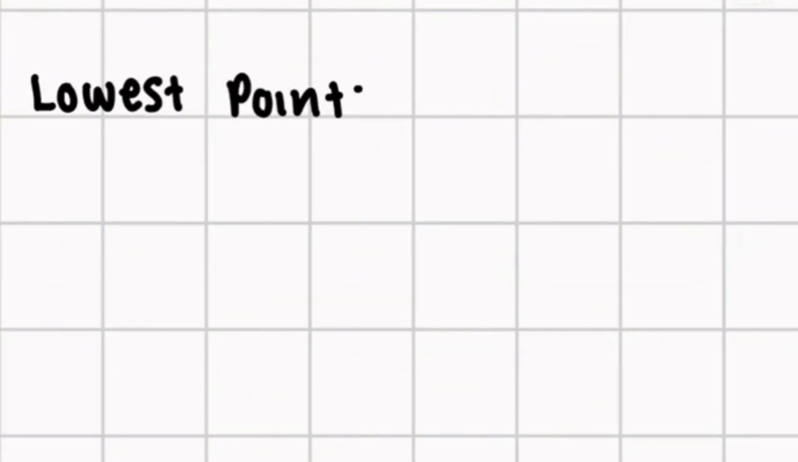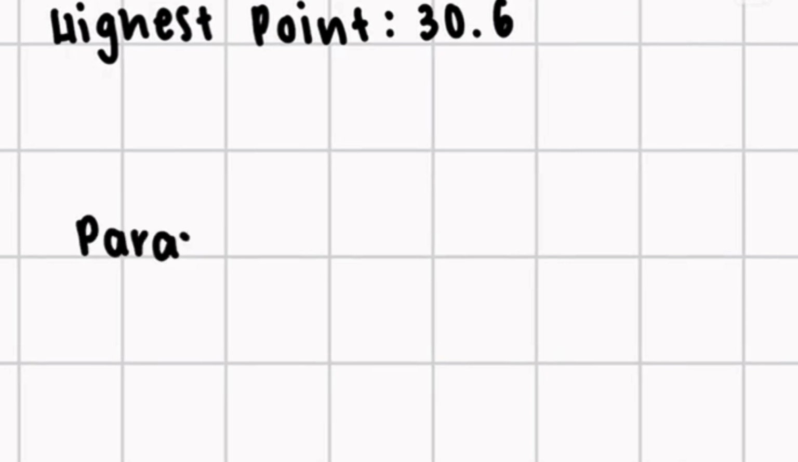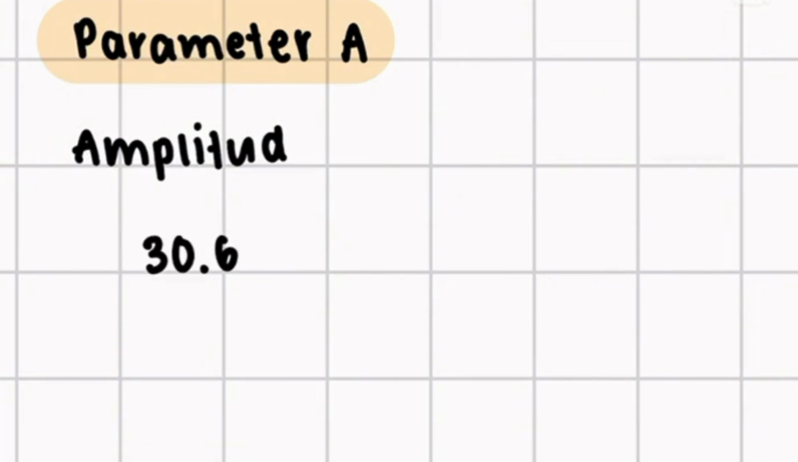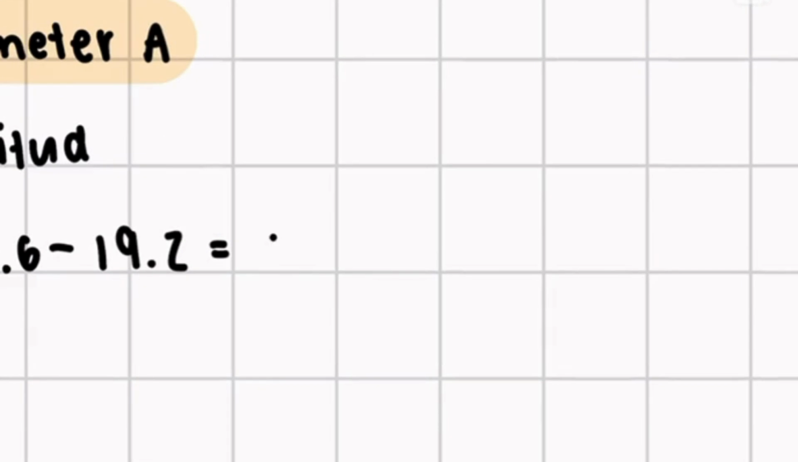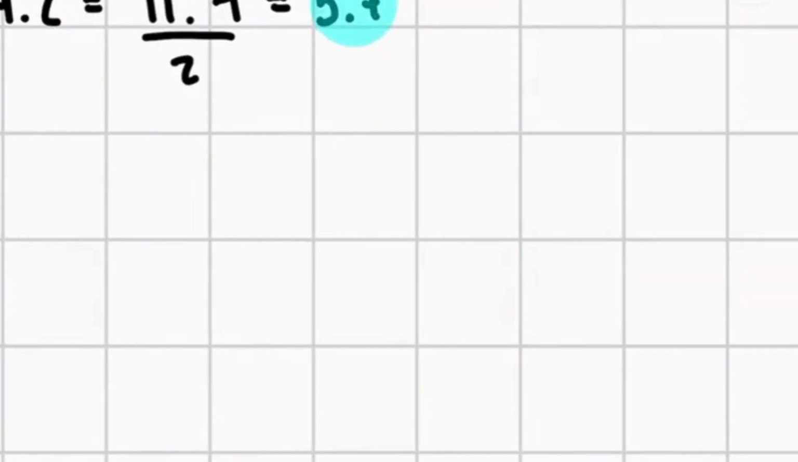First, we get the highest point and the lowest point. In our case, the lowest point was 19.2 and the highest point was 30.6. Then we subtract them and divide them by 2. This way, we now have our parameter A, also called amplitude. This value was 5.7.